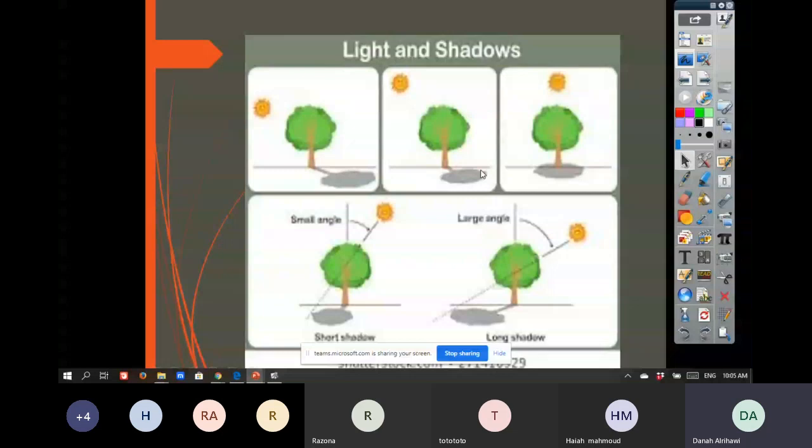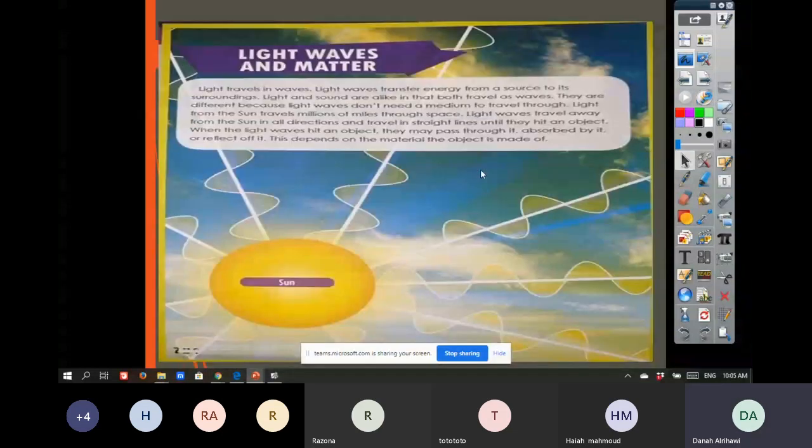Page 724, let's highlight together. Light travels in waves. What do we call this wave? Transverse waves. Light waves also transfer energy, because it's a form of energy from its source to the surroundings. And don't forget, it travels in a straight line. They are different because light waves don't need a medium.